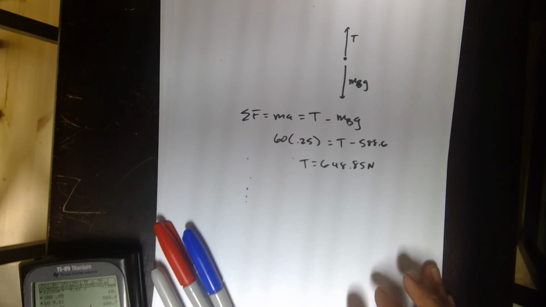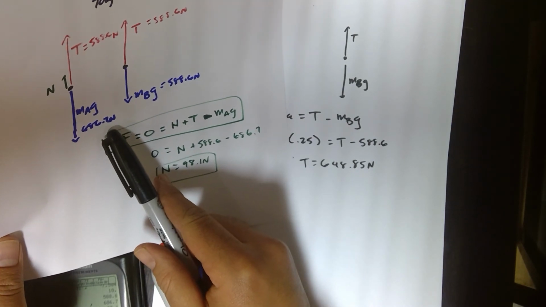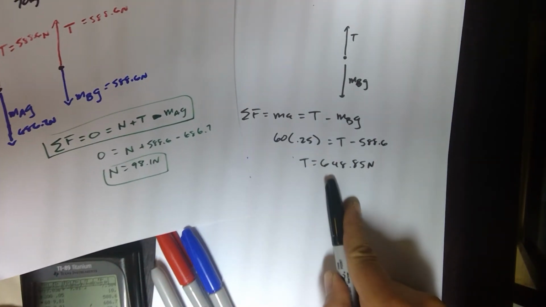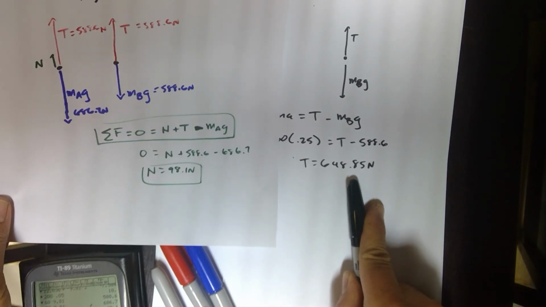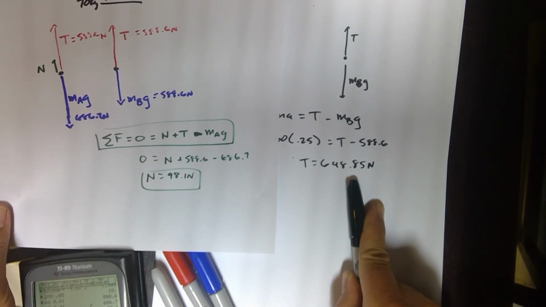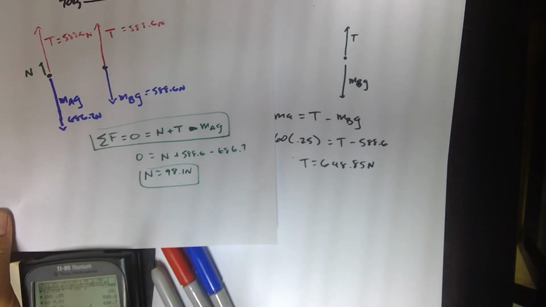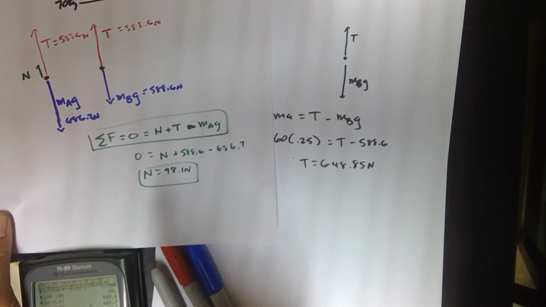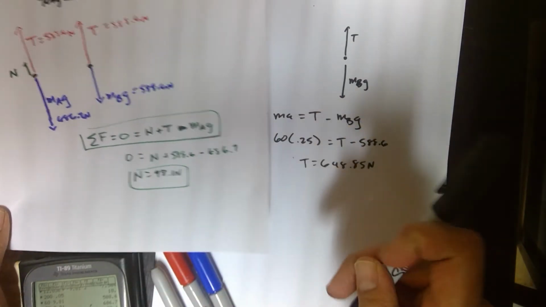Now, question D says, as the student is accelerating, is student A pulled off the floor? Let's go back to just this. Look at student A's weight. It's 686.7. This is 648.85. To me, it doesn't look like it's enough because the tension is not greater than his weight. What would change is actually the normal force. The normal force can drop off a bit while this is happening. So the tension's not going to be enough.